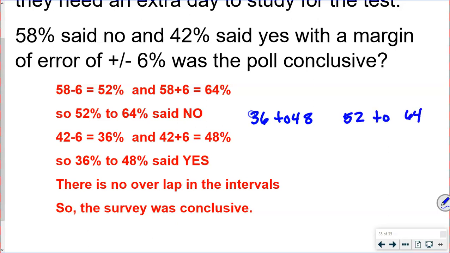So no, is there any overlap right here, guys? No, you also notice there's a gap right there between those numbers. So since there is no overlap in the intervals, the survey was conclusive. Now, if there was overlap in those intervals, then it would be inconclusive. In other words, we couldn't really say, the poll didn't really help us determine anything, okay?